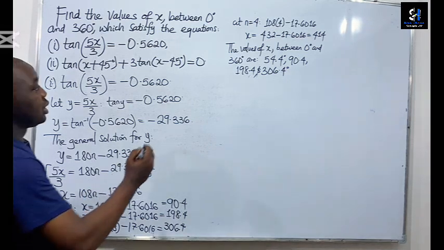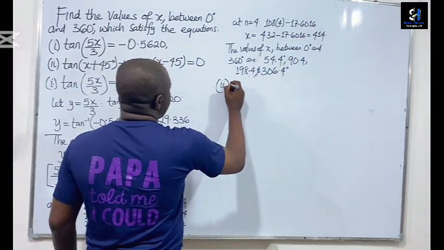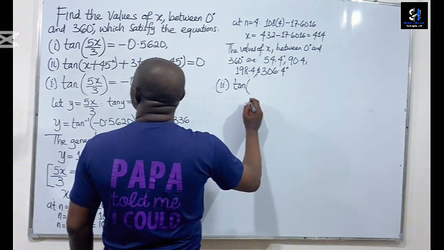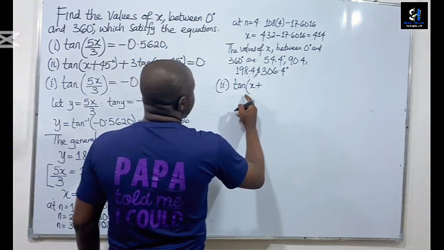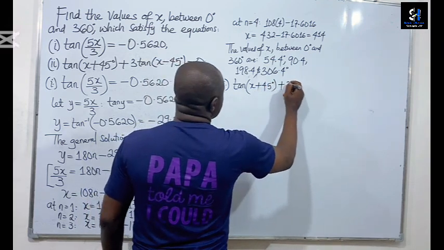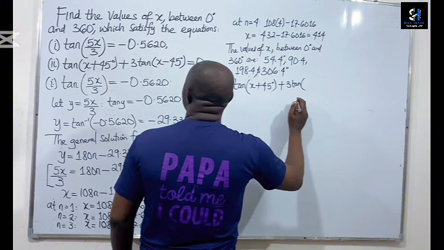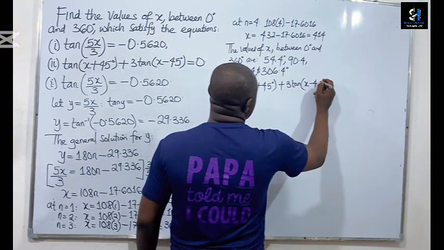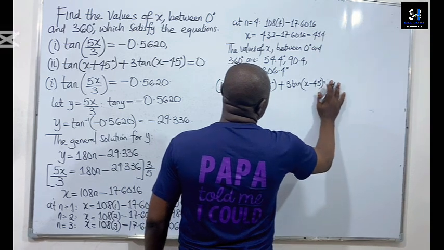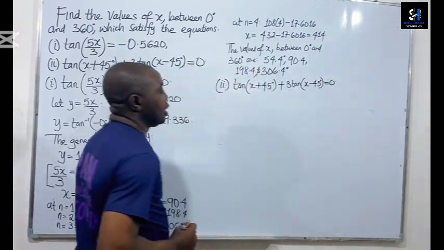Now, Roman numeral 2, we are given tan of (x plus 45 degrees) plus 3 tan of (x minus 45 degrees) equals 0.